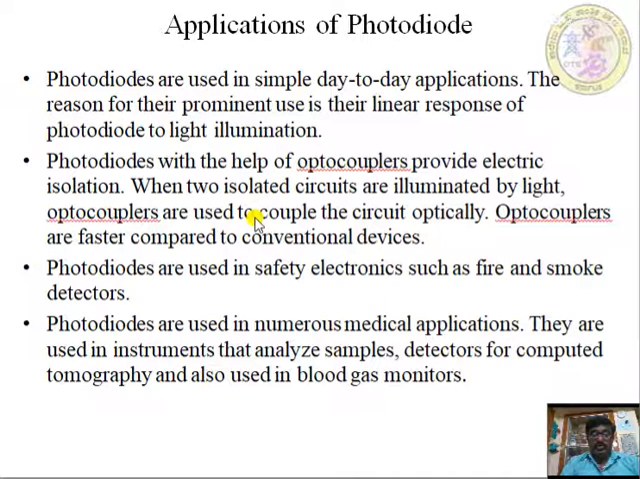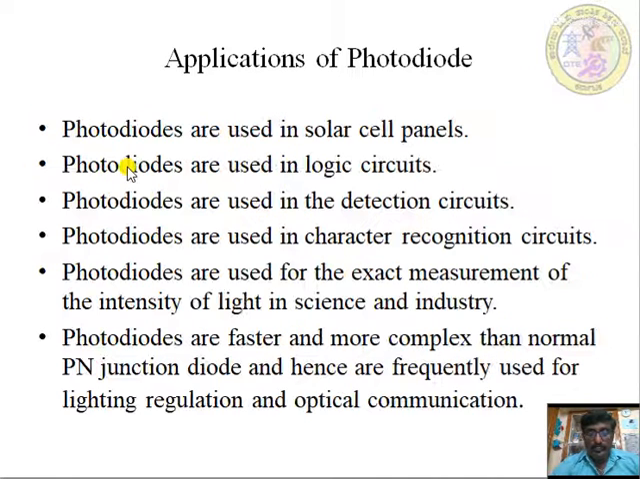Photodiodes are used in safety electronics such as fire and smoke detectors. So in the smoke sensor as well as the fire sensor, the photodiodes are used for the safety of electronic goods. Photodiodes are used in numerous medical applications. They are used in instruments that analyze samples, detectors for computer tomography, and also in blood gas monitors. So almost in all the medical applications, these photodiodes are being used. So these are some of the simpler applications of photodiodes.